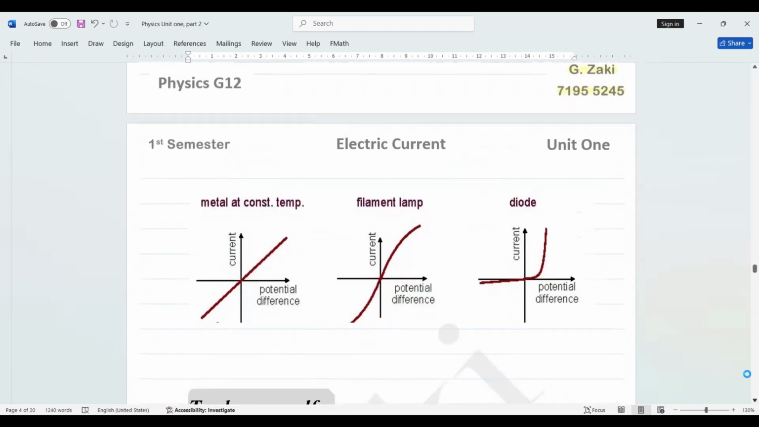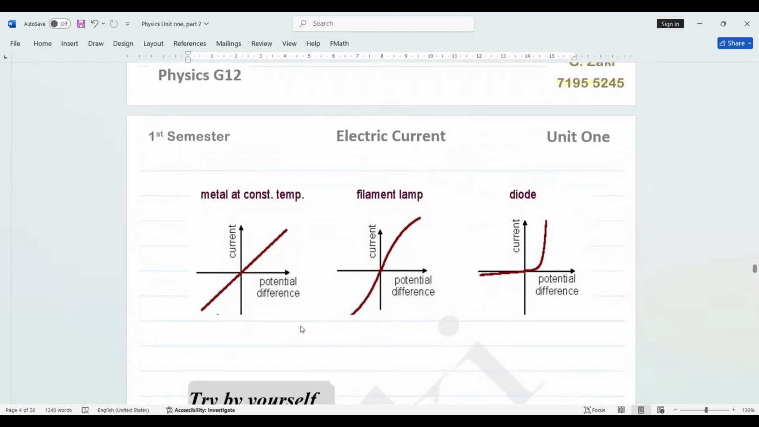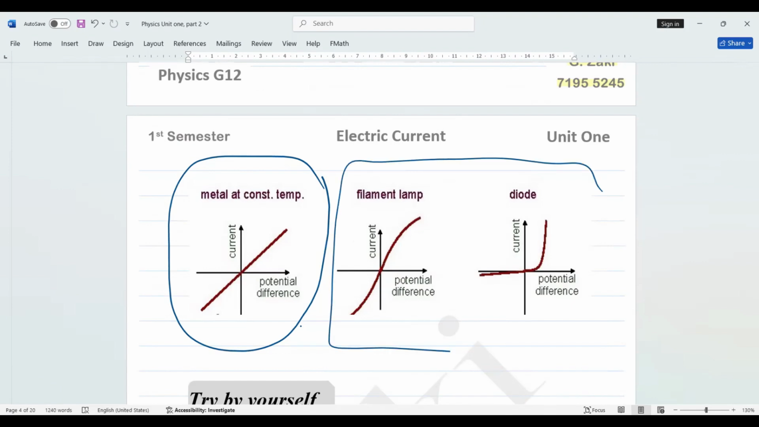Now, look at this. This is the conclusion. This is for ohmic material. The relation is a straight line. This is for non-ohmic material. We have two non-ohmic materials, the filament lamp and the diode. But take care of the difference between the two curves. All of them are IV graphs. So remember, this is IV and this is IV. Also, this is an IV graph. Okay. Now, next part.